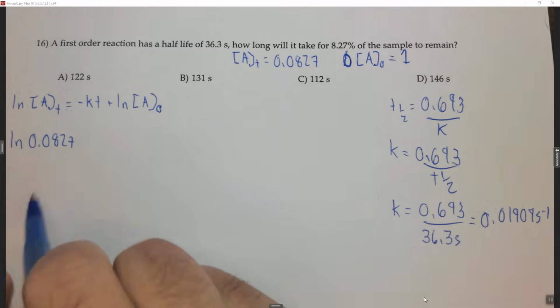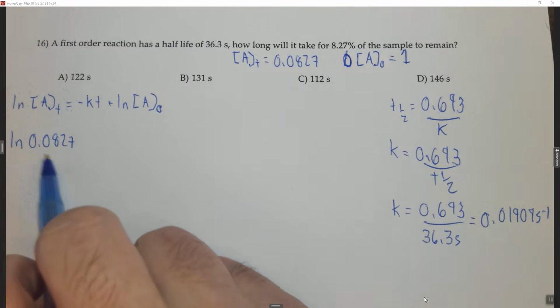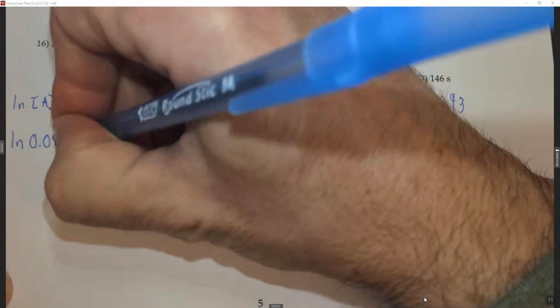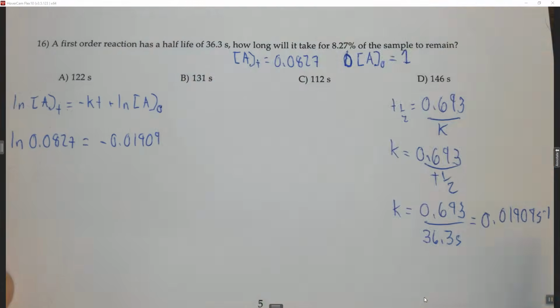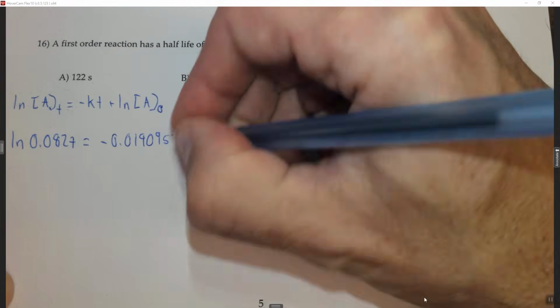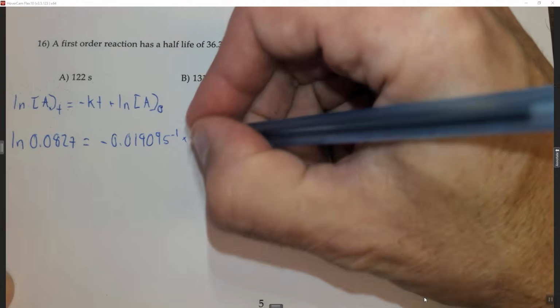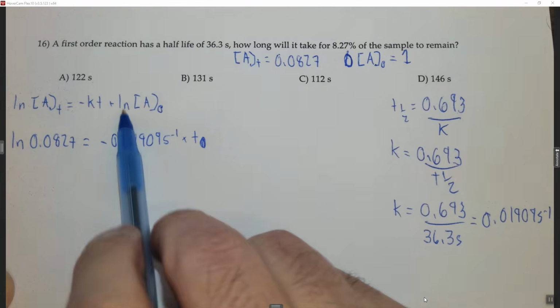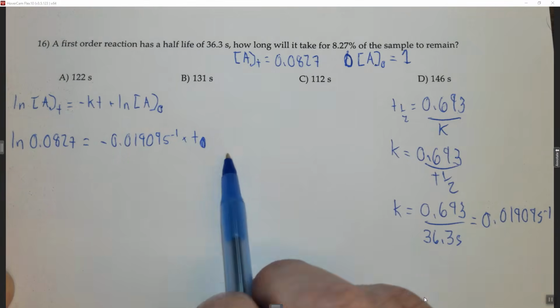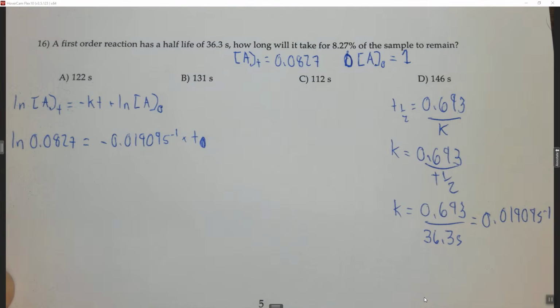0.0827, which again is just 8.27% divided by 100, so out of 1 instead of out of 100, equals negative K, which is 0.01909, and that's seconds to the minus 1, times T plus the ln of A0. I'm not going to write that because the ln of 1 is 0, so it's just plus 0, so I'm just going to ignore it.